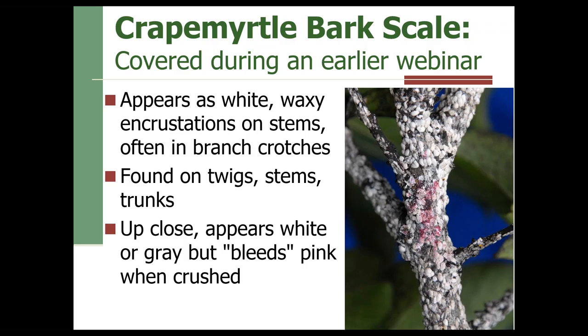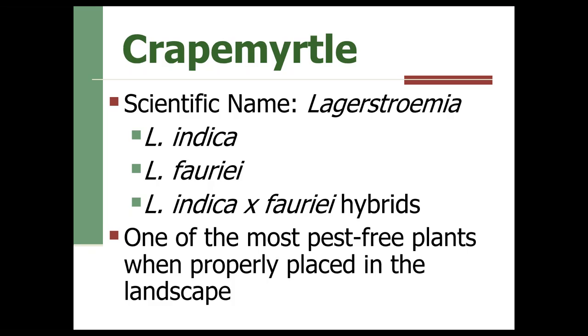I'm going to be focusing on some of the other issues, and they are all going to deal with what we commonly call crapemyrtle, which is the genus Lagerstroemia, and specifically Lagerstroemia indica, Lagerstroemia fauriei, and the indica times fauriei hybrids, which are most of what are on the market today. There are actually about 50 or 60 other species of Lagerstroemia out there that tend to be tropical and tend to be woody. You do occasionally encounter them in subtropical or tropical areas, but for our purposes today, I'm going to be talking about crapemyrtle that has the heritage of indica, fauriei, and the hybrids.